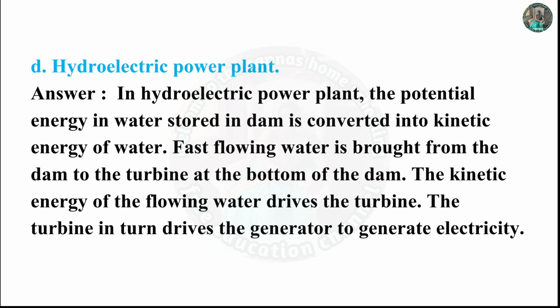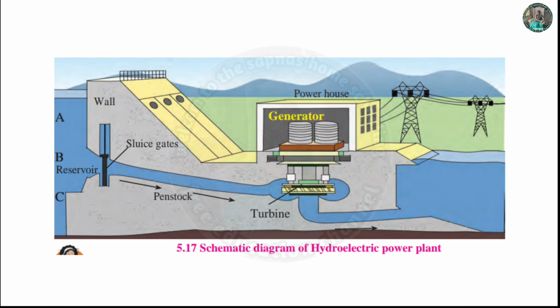D. Hydroelectric power plant. In a hydroelectric power plant, the potential energy of water stored in the dam is converted into kinetic energy of water. Fast flowing water is brought from the dam to the turbine at the bottom of the dam. The kinetic energy of the flowing water drives the turbine. The turbine in turn drives the generator to generate electricity. So this is the diagram of our hydroelectric power plant. The turbine is at the bottom, the generator and power house are above, and this is how our hydroelectric power plant looks.